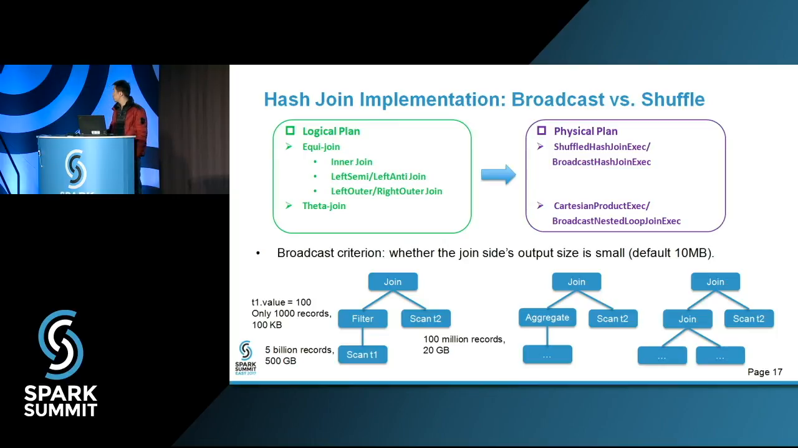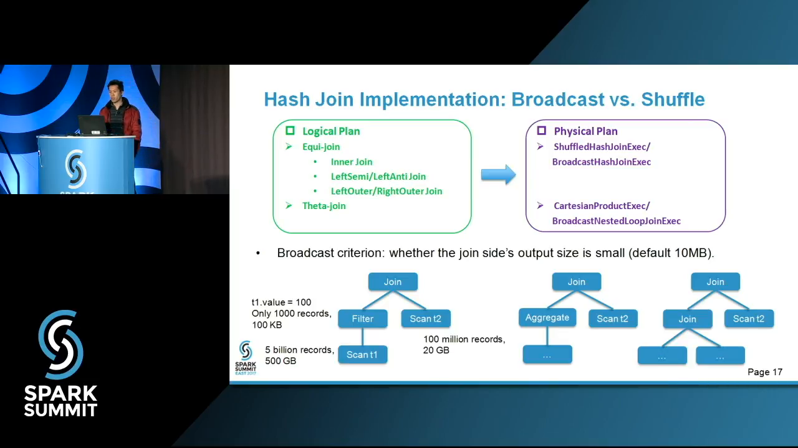Let's look at another simple example. Again, we have a join of 2 tables, T1 and T2, and T1 has a filter on it. Without CBO, since we cannot know the filter factor, the size of both sides is very large and is not under the broadcast threshold, which is by default set as 10 megabytes. So we cannot broadcast either side. So the join algorithm should be shuffled hash join.